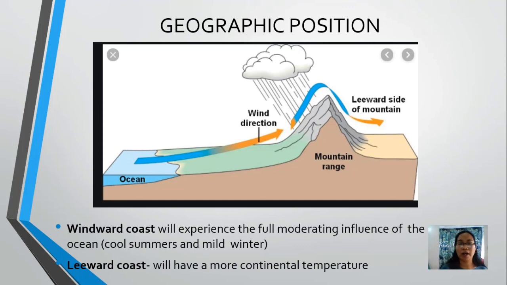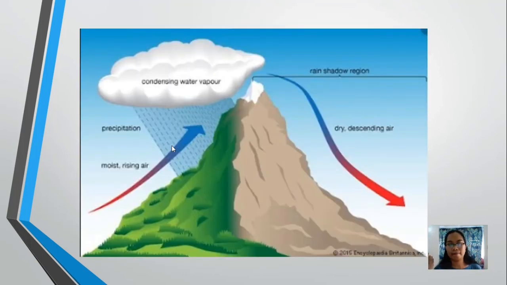So, pag windward, para silang mas malapit syempre sa water, they are expected to have lower temperature kumpara dun sa leeward side of the mountain. Okay? Which is expected to have a higher temperature. Yun nga tinatawag nating more continental temperature. So, we have here the windward and then the leeward.